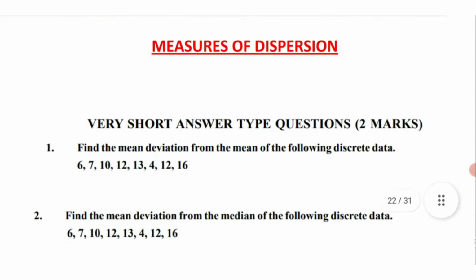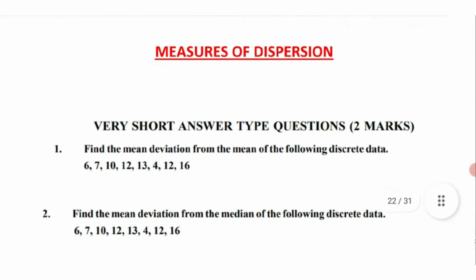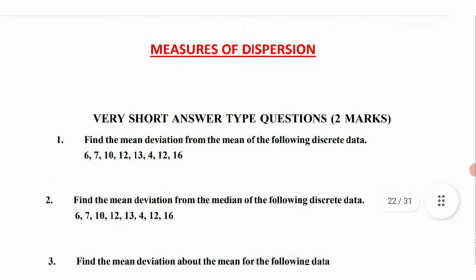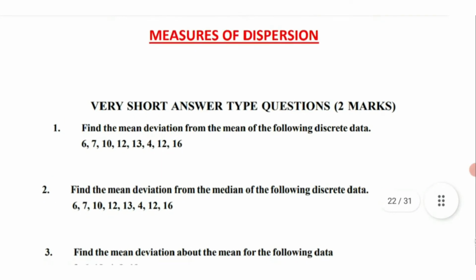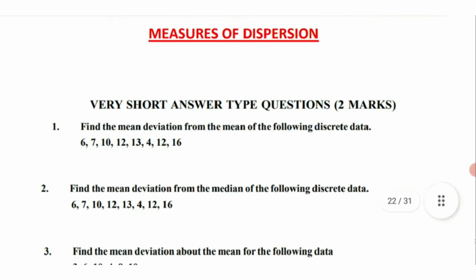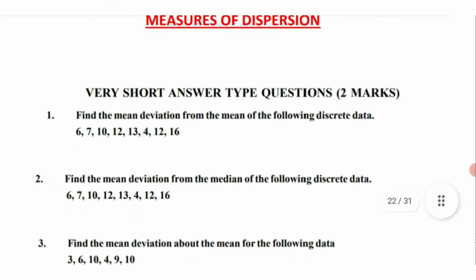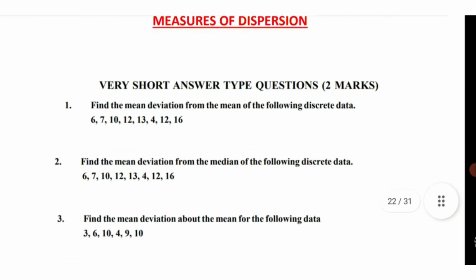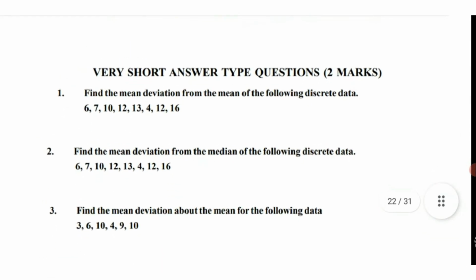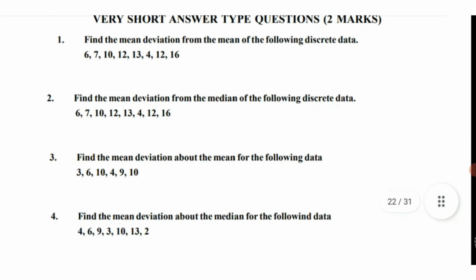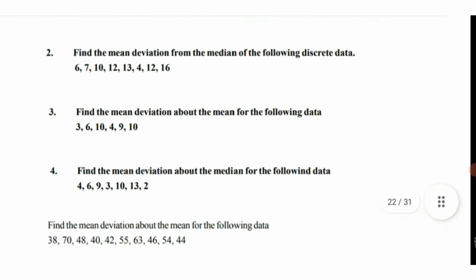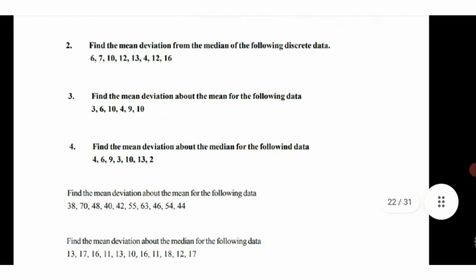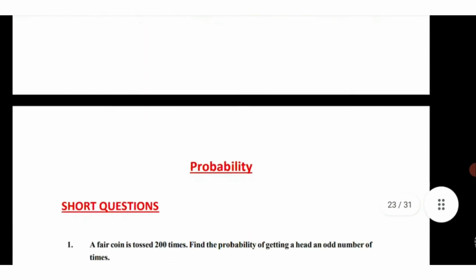Measures of dispersion. This year many things have been deleted from this chapter. Normally in previous years mean, median and mode questions were coming, but this year only 2 marks questions we are expecting from measures of dispersion: mean deviation about mean and mean deviation about median. Only VSAQ questions will come from this chapter. Important questions I have listed. If you practice, they will definitely give you 2 marks.